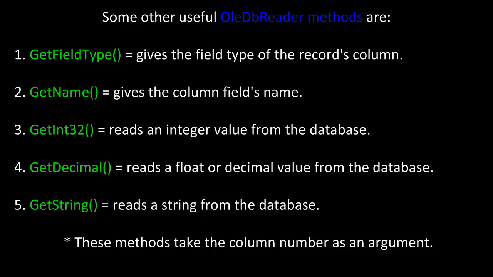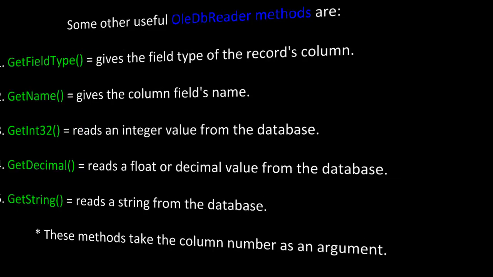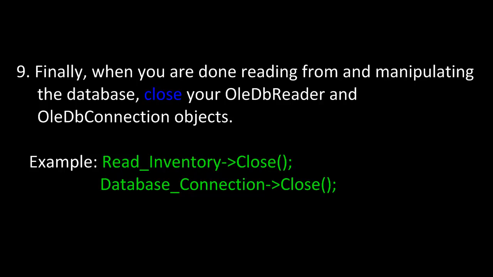Some other useful OLE-DB reader methods are getFieldType, which gives the field type of the record's column, getName, which gives the column field's name, getInt32, which reads an integer value from the database, getDecimal, which reads a float or decimal value from the database, and getString, which reads a string from the database. These methods take the column number as an argument. Finally, when you are done reading from and manipulating the database, close your OLE-DB reader and OLE-DB connection objects.